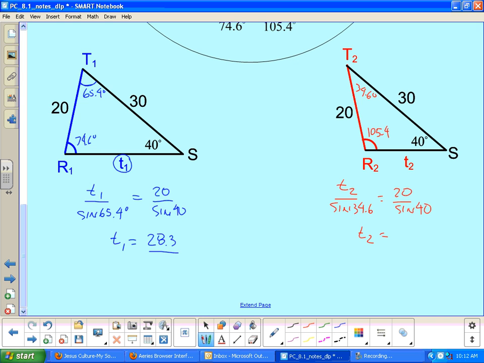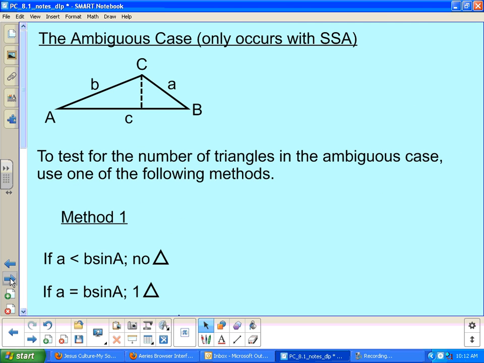So in your homework, some of your homework is going to ask you how many triangles can you get? And that's where you have to do either this common sense approach: find your given angle and then add it to whatever angles you find for R1, in this case R1 or R2. Here is your formal way of doing it. So the formal way, method 1. We'll call it method 1.